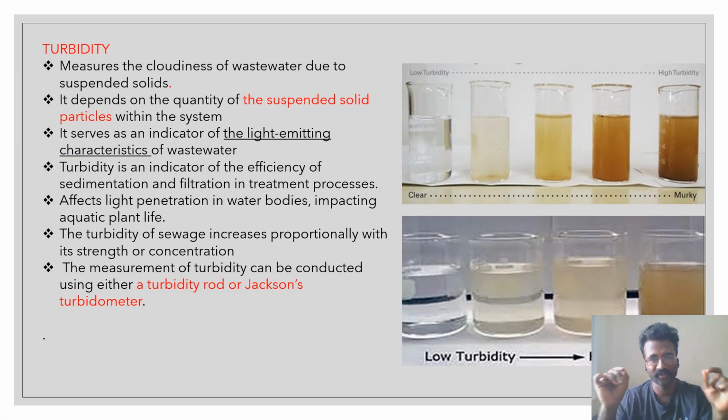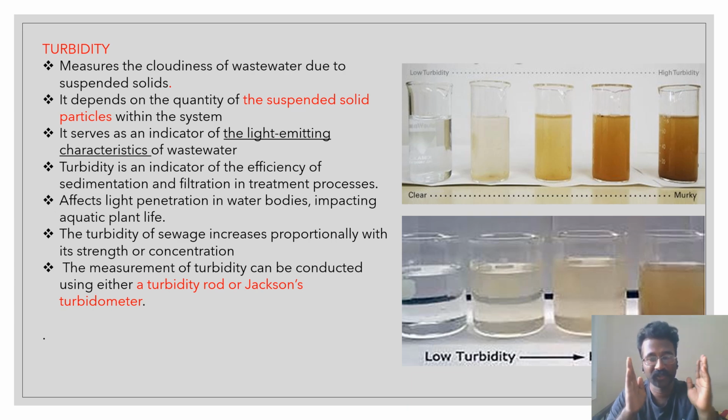Turbidity. It is a measure of cloudiness of wastewater due to the presence of suspended solids. This depends on the quantity of suspended solid particles within the system. Turbidity acts as an indicator of light-emitting characteristics of wastewater. It is also an indicator of the efficiency of sedimentation and filtration in treatment processes. It affects the penetration of light into the water body, impacting aquatic plant life, because without light there will be no photosynthesis and there will be no food for plants.